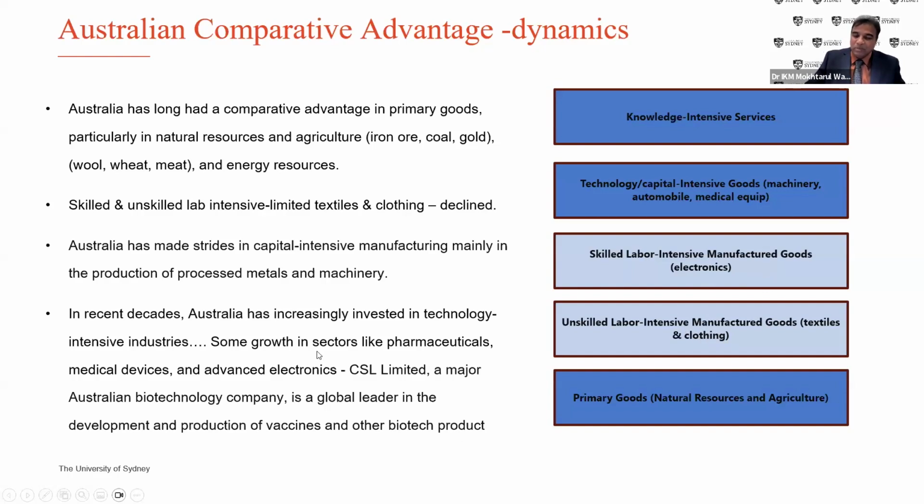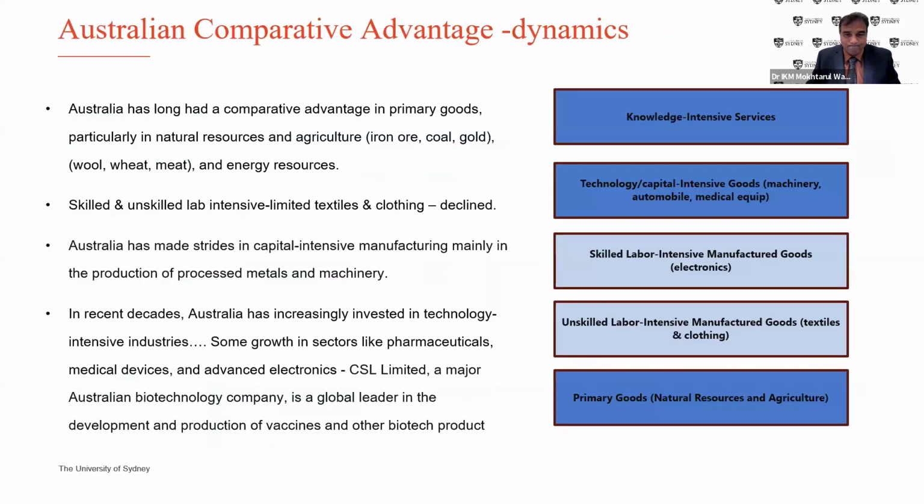However, Australia has made some progress in capital-intensive manufacturing, mainly in the production of processed metals and machineries, because we have some resources like iron ore, based on which we can really take advantage of processed metals and machineries. Also, Australia has achieved something in exporting medical equipment. We know that CSL Limited is a major Australian biotech company, which is globally known and is a multinational company at the moment. So there are certain places where Australia has proven its presence in the international market through its competitive advantage, but not the way that the ladder of competitive advantage can show or predict.